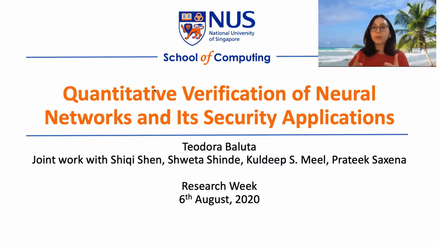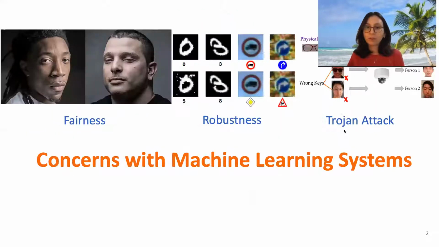So let's start with neural networks and more broadly, machine learning systems. Today, these are prevalent everywhere. However, their wide deployment raises different kinds of concerns. When we use these systems in predicting loan eligibility or criminal sentencing, we're interested in making sure that certain criteria of fairness are enforced. For example, that it does not discriminate based on race.